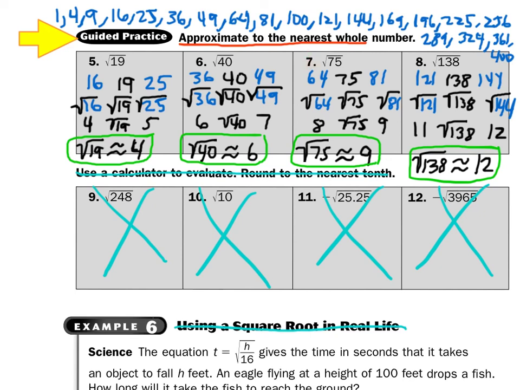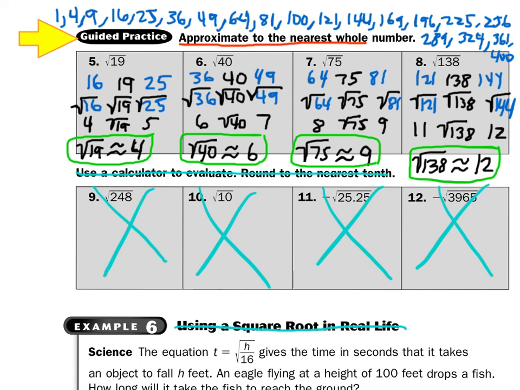Okay, take a look at number 7, the square root of 75. Again, I put 75 in the middle, and I use my list to find the numbers that are closest. So 64 is a little bit smaller, 81 is a little bit bigger, and then I put a square root symbol around all three numbers. So the square root of 64 is exactly 8, the square root of 81 is exactly 9. Then I just have to see which one it is closer to. Well, in this case, it's only 6 steps away from 81, so I know it's closer to 9. So the square root of 75 is closest to 9. It's about 9.